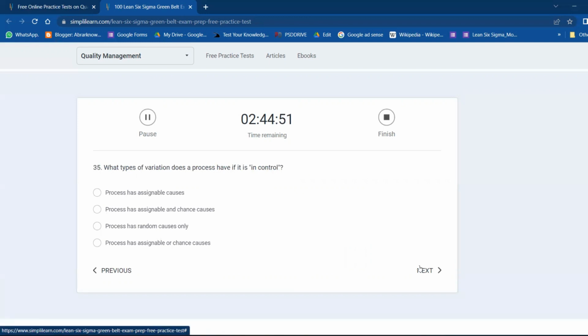Let's go to 31st one. What type of variation does the process have if it is in control? That means it will have only the normal cause, also called inherent cause, also called random cause.